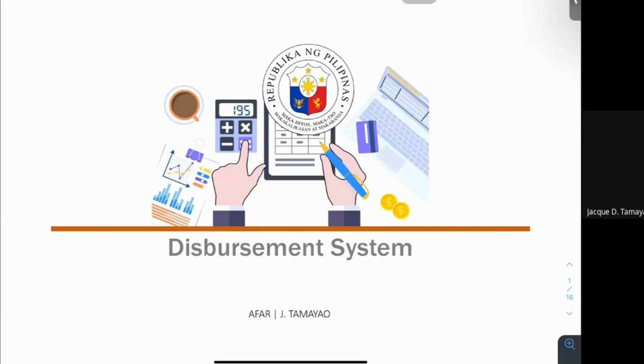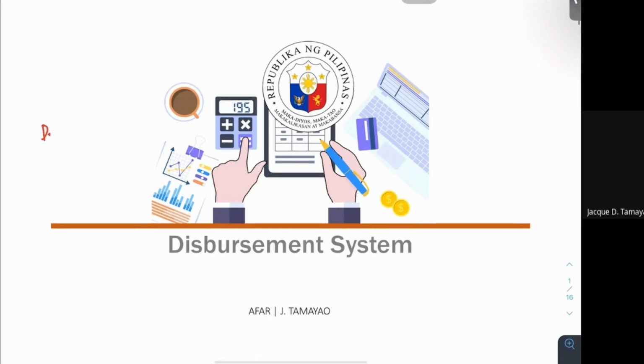For this session, we will talk about one of the systems in your government accounting manual, that is your disbursement system. In this disbursement system, we will learn about the different disbursement authorities, how to account for the disbursement authorities, and the disbursement itself. So let's start and discuss first the concept of disbursement, and then the concept of your disbursement system and the different modes of disbursement.